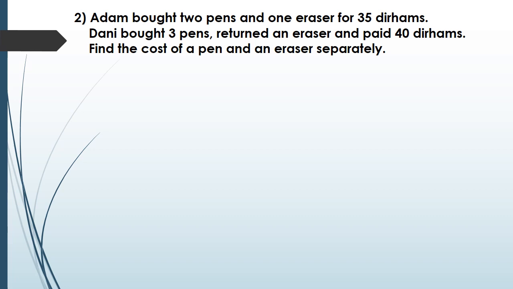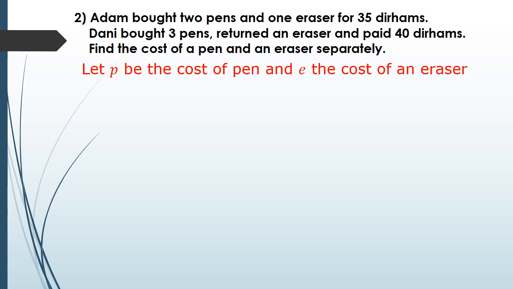First step, I have to put my variables. I can use, of course, x and y, but usually when I'm having word problems, it will be easier for me to use the first letter of the thing that I'm finding its value. Like here, I'm going to say let p be the cost of a pen, e the cost of an eraser. Let me read the first statement again and write it as an equation. Adam bought 2 pens, which means 2 times the cost of a pen, 2p, and 1 eraser for 35 dirhams, so 2p plus 1e, which means e, equals 35.